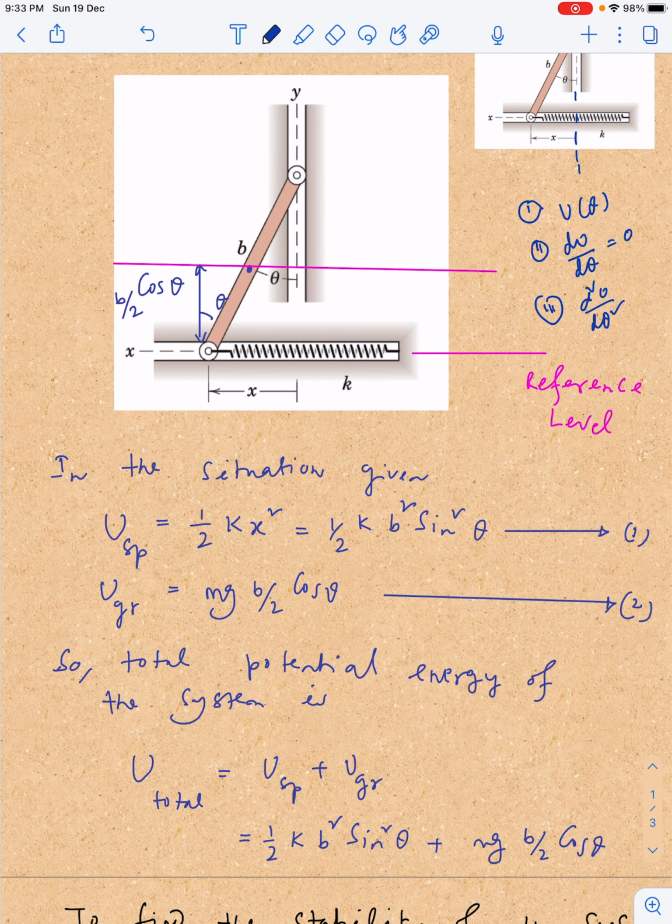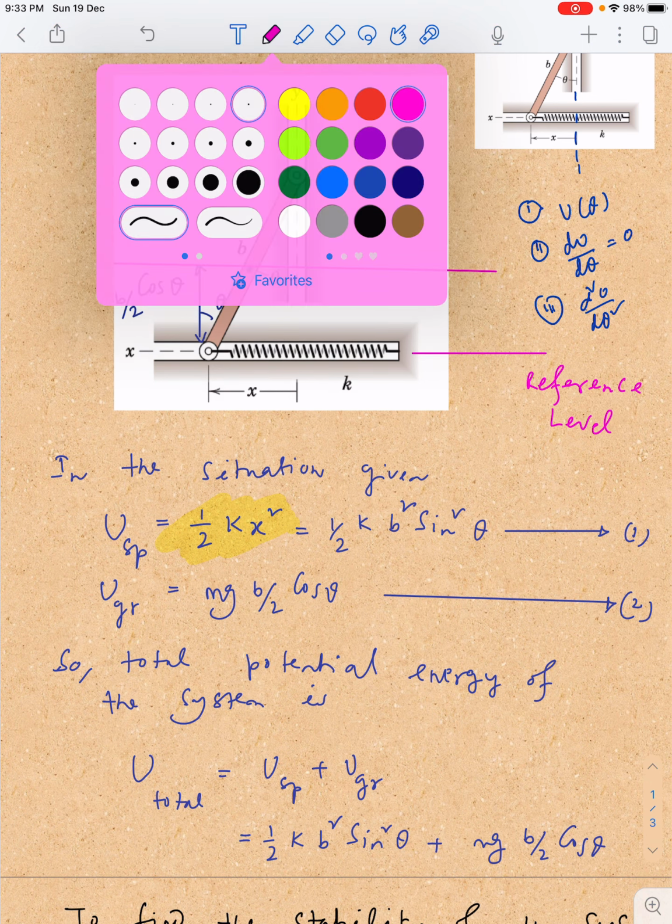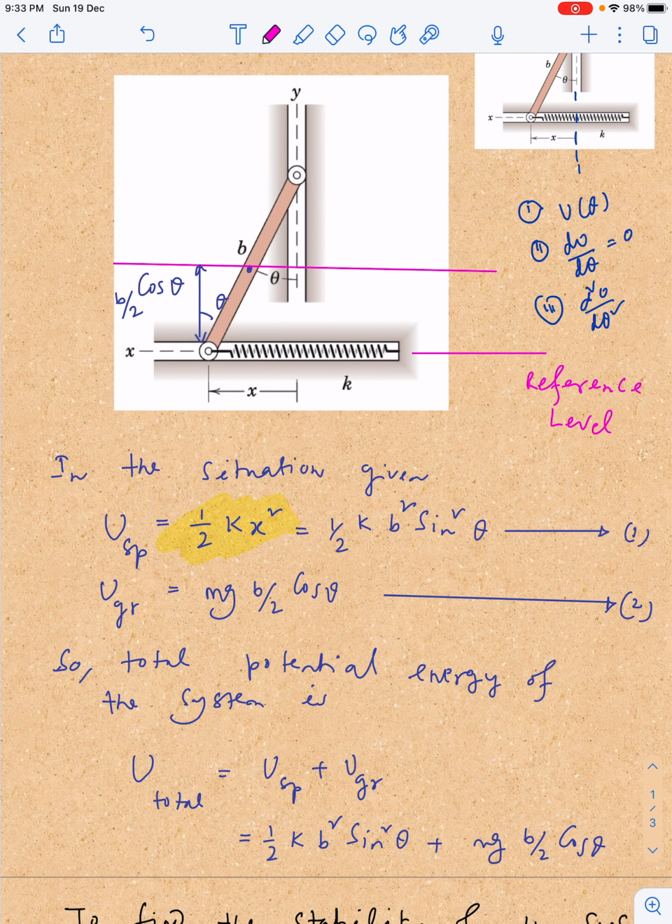So at any arbitrary position x, I am calculating the potential energy. For the spring it will become half kx square. It will become half kx square. And for gravity it will become mg into b by 2 cos theta. It is also very simple. You can understand from here that this total length is b, so half length from here to here will be b by 2, and from here to here also b by 2. Then if I take this as the reference level, this distance automatically becomes b by 2 cos theta. So that's why it becomes mg into b by 2 cos theta.